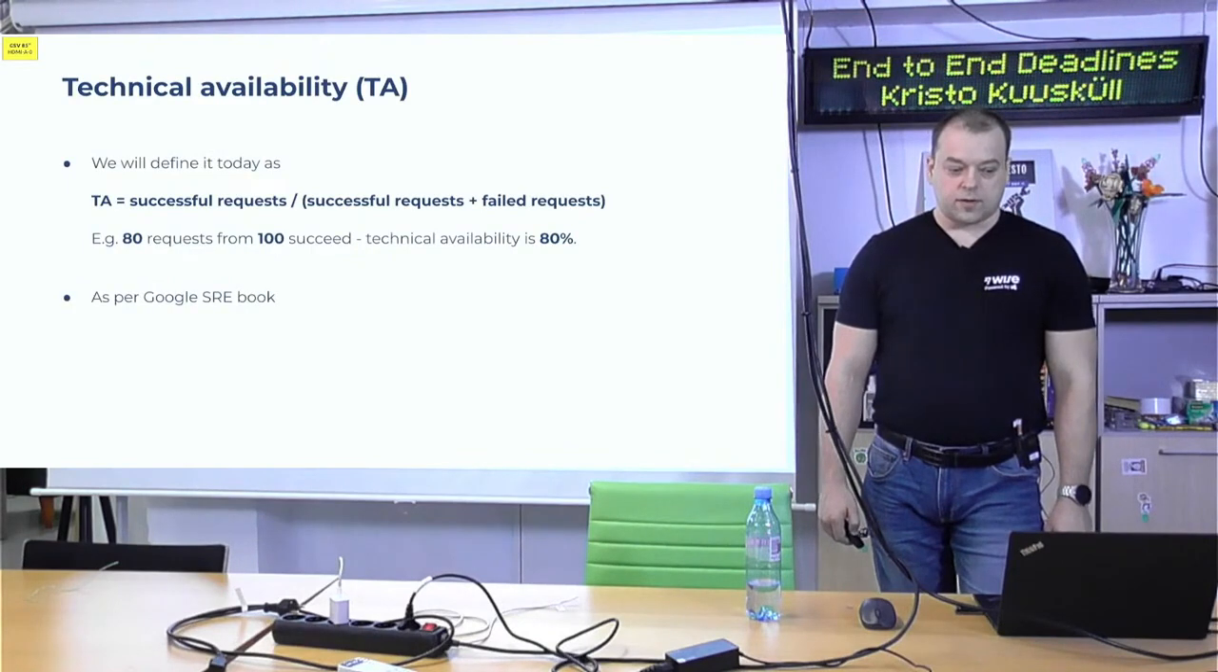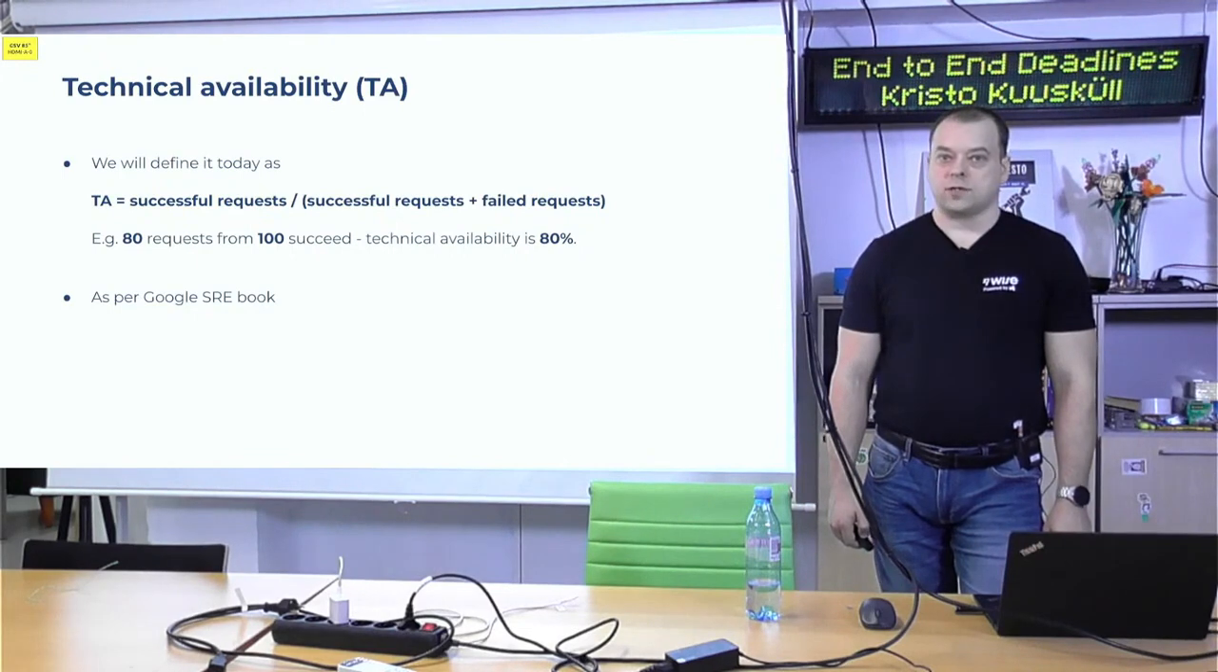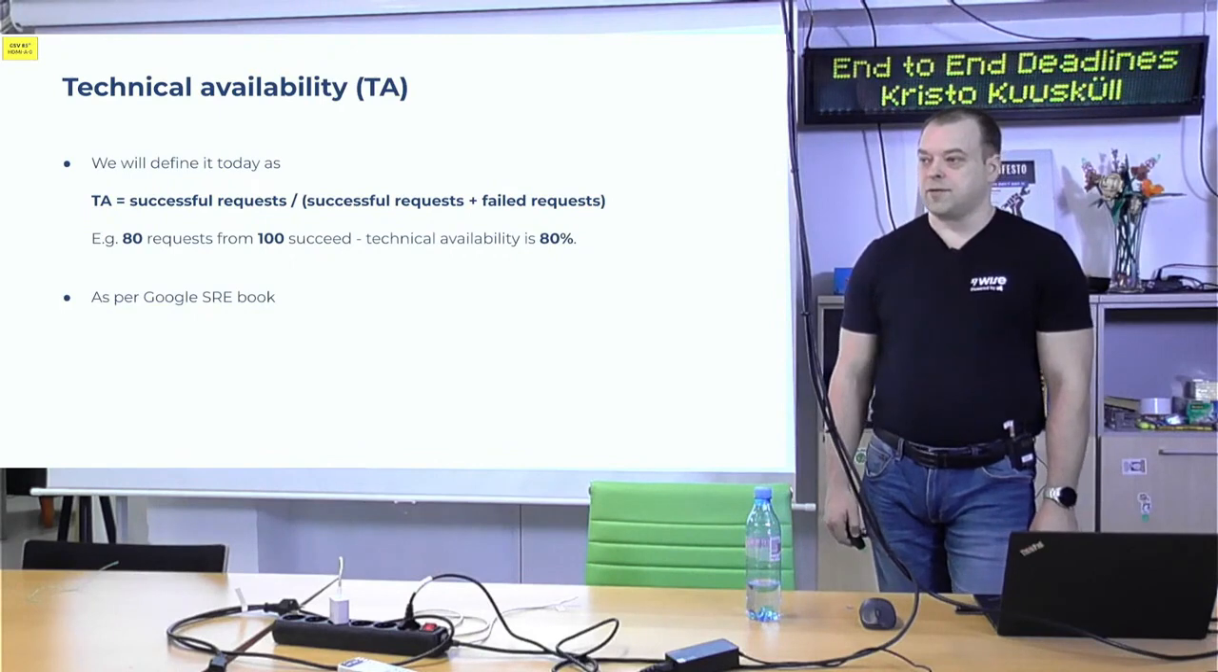And we are going to talk about availability today. This can be defined by different means. What we are looking for today is something that is also in the Google SRE book. So technical availability is basically about the number of successful requests compared to all requests. So if you have about 80 successful requests and you did 100 requests, then your availability is only 80%.